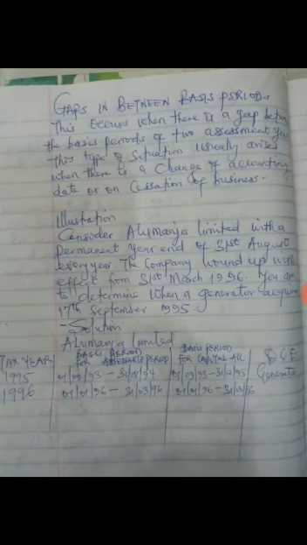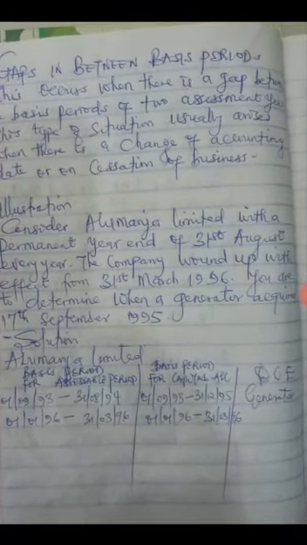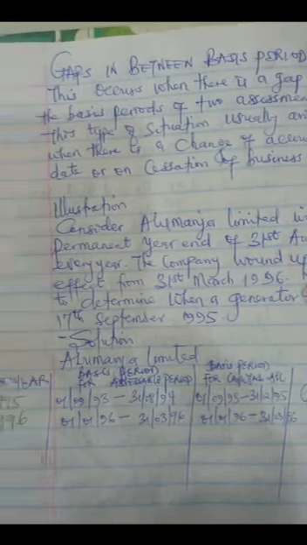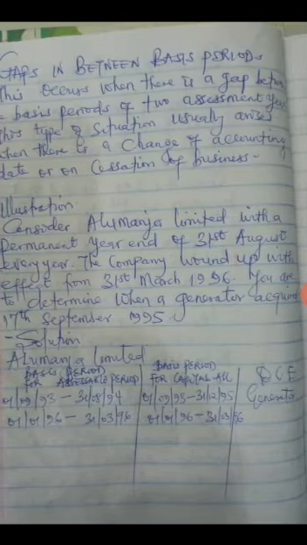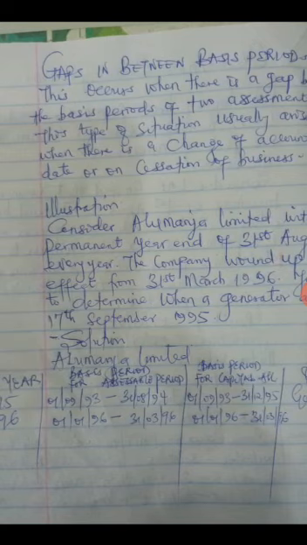Looking at this, these are called gaps, which arise when there's a gap between the base periods of two assessment years. This type of situation usually arises when there is a change in accounting date or on cessation of business. We know what we mean when we say a business changes its accounting date. For example, a business that prepares accounts on 30th June every year decides to change next year to 31st December.